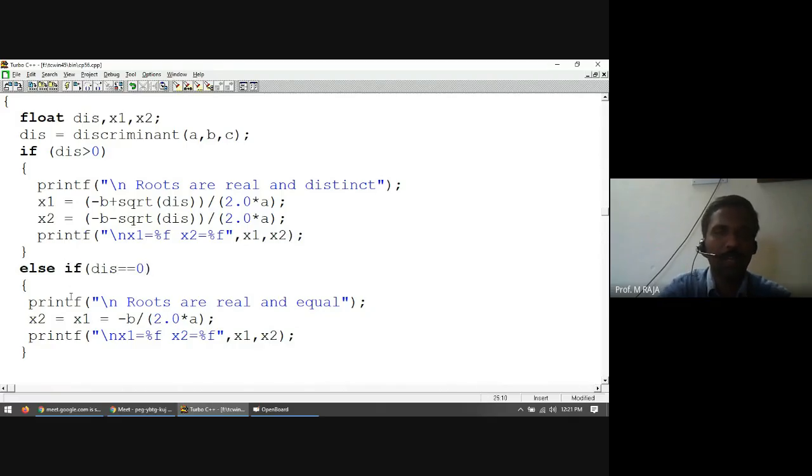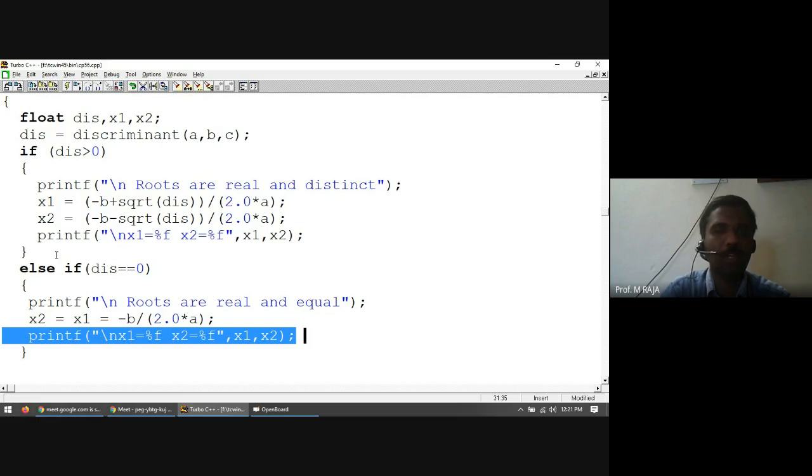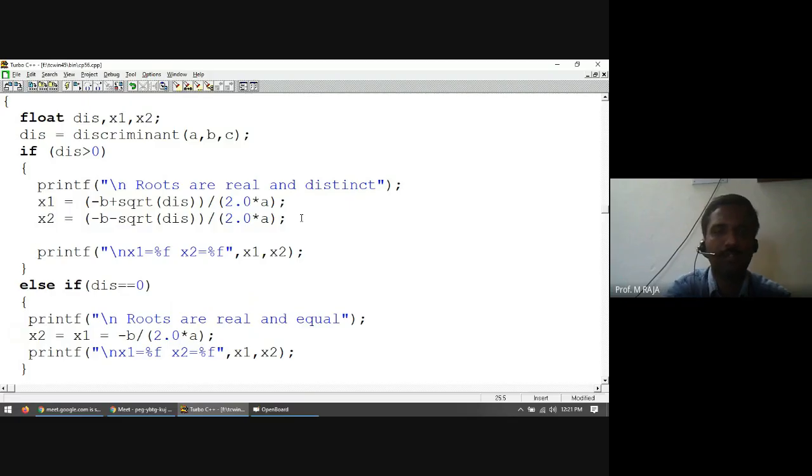We have the same printf statement here, and one more time the same printf statement is there. We can also make it a function, say print result. Simply call print result of x1 comma x2 so that the result will be printed by the printf function. Or I can use print underscore result, values are x1 comma x2.